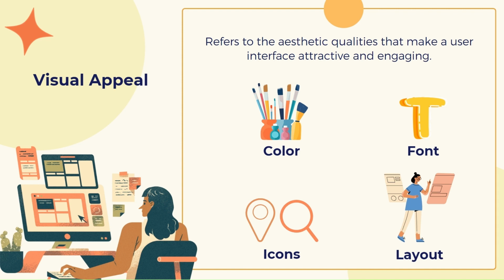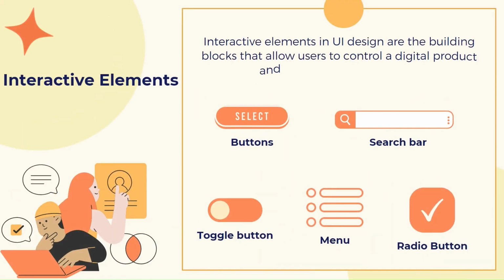So now let's discuss about interactive elements. Interactive elements include buttons, search bar, toggle buttons, menu, radio buttons. So all these come under interactive elements. Other things like drop downs, vertical scroll, horizontal scrolls, carousels. So all these elements come under interactive elements.